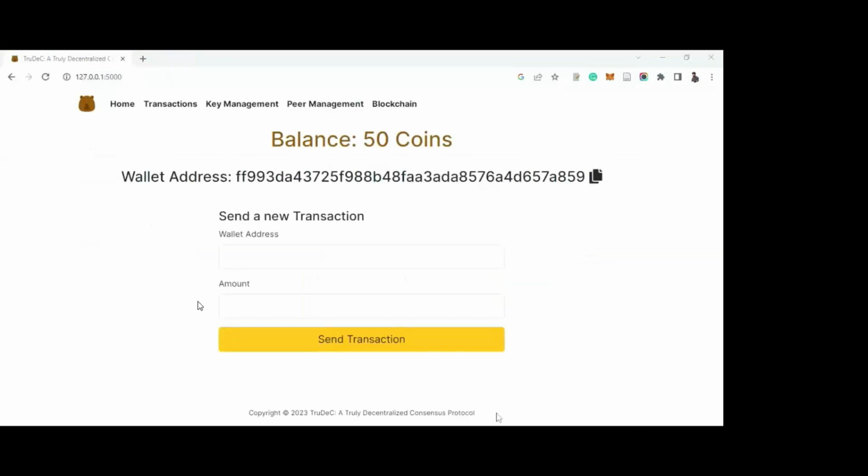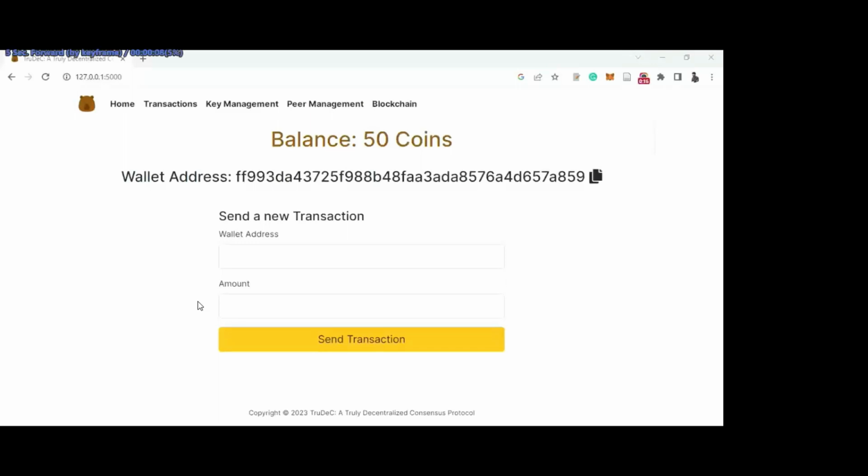As you cannot hear the voice of the video, I will quickly explain the implemented solution. This is the initial view when a node has been powered up. As this is the initial node of this network, it has received 50 coins from the Genesis block as the initial coin offering.